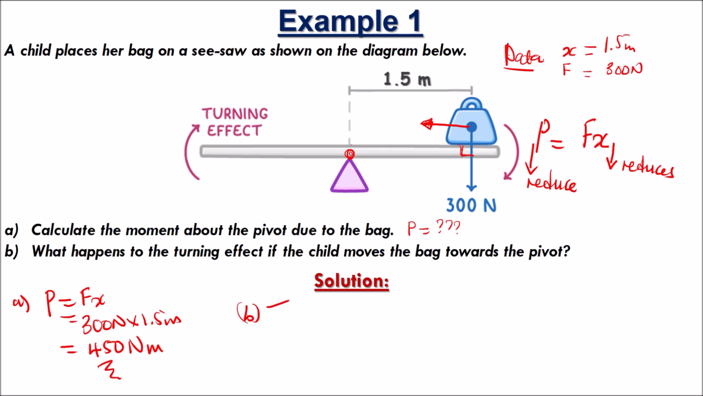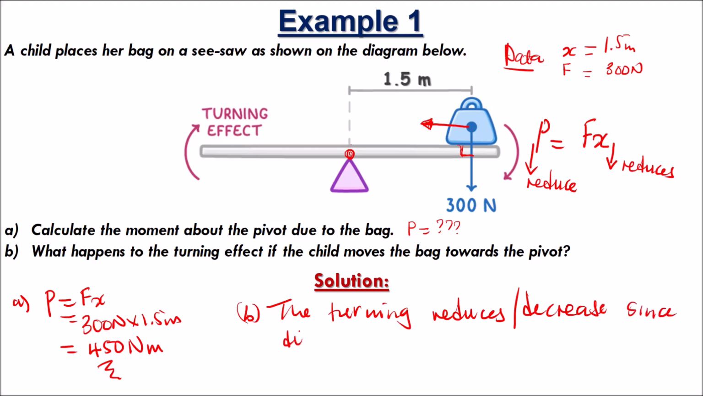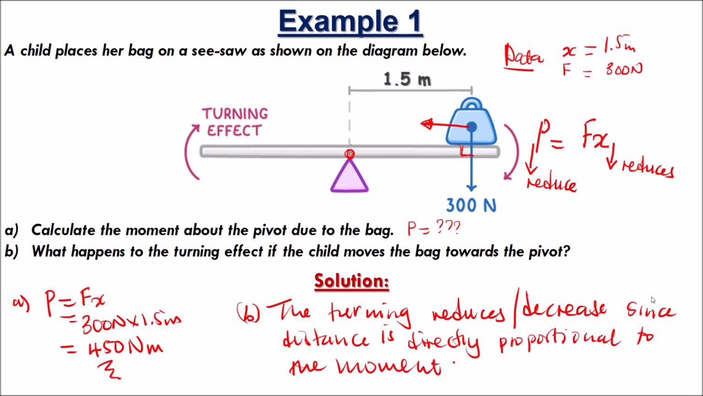So she reduces the distance, meaning the moment must reduce as well. So we can safely say the turning effect reduces or decreases since distance is directly proportional to the moment. In this particular question, you can put a full stop here because they didn't say explain. They just said what happens. So this is the key. The turning effect reduces or decreases.